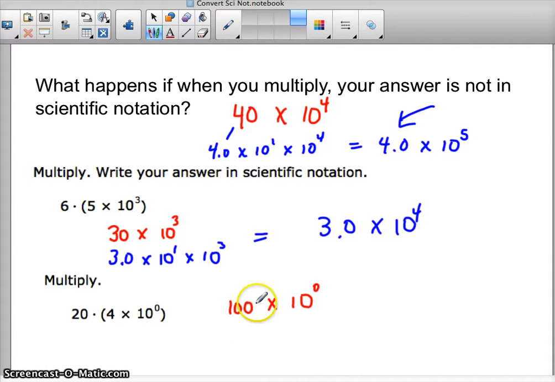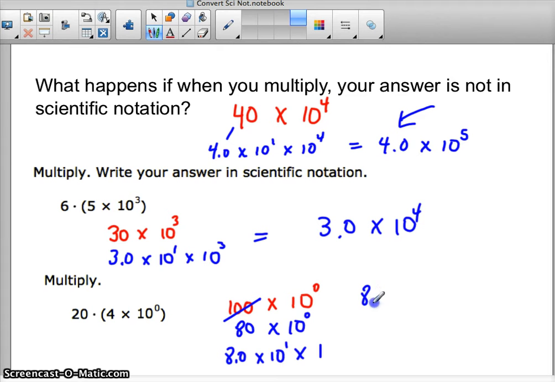Same in this example, except this is not equal to 100. 20 times 4 is equal to 80 times 10 to the 0. I hope you caught that one. Then we would have to rewrite 80 as 8.0 times 10 to the 1st times 10 to the 0, which, everybody tell me what that is. 10 to the 0 is equal to 1, because any number written to the 0 power is 1.